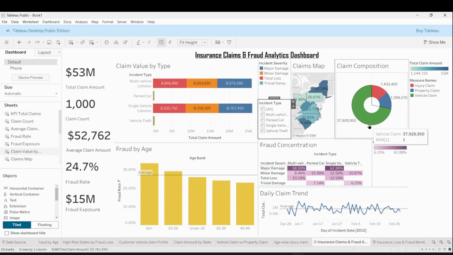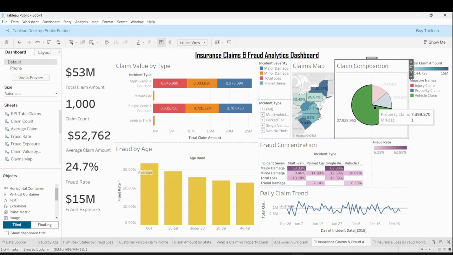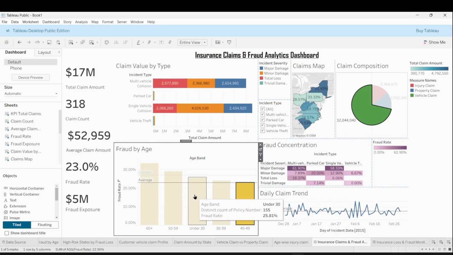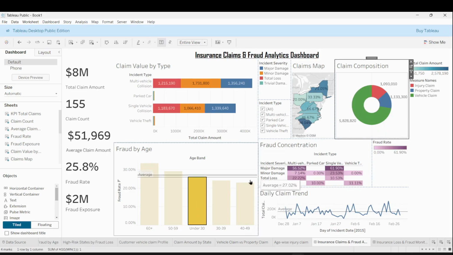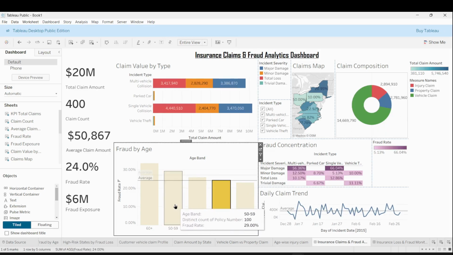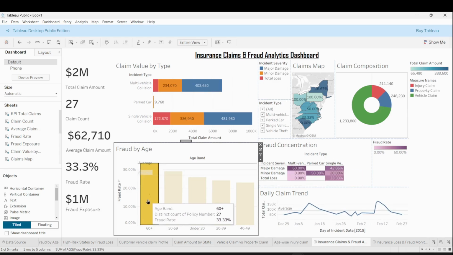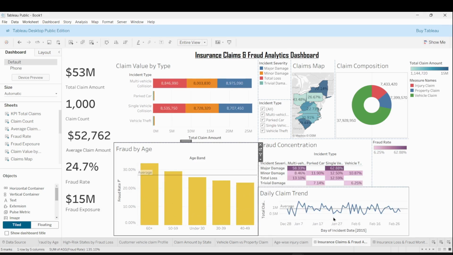Then I've also added actions in the dashboard, wherein if you click any one bar over here, then all the other charts change. The values in the other charts get changed, as you can see if I just click on this. So this was the first of my two dashboards.